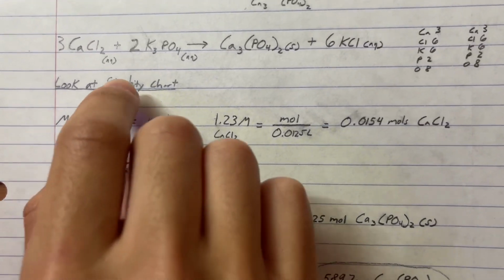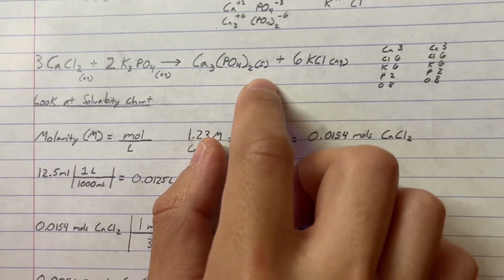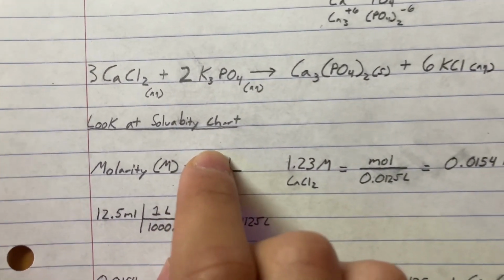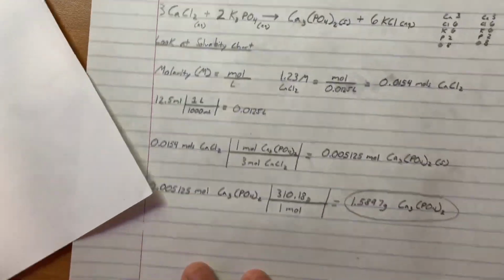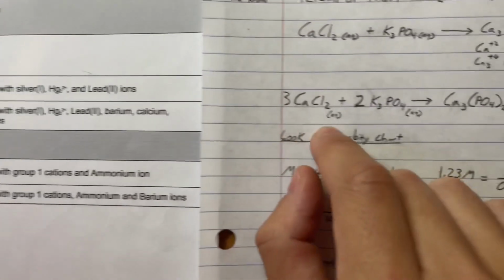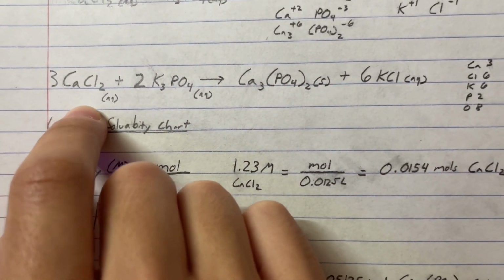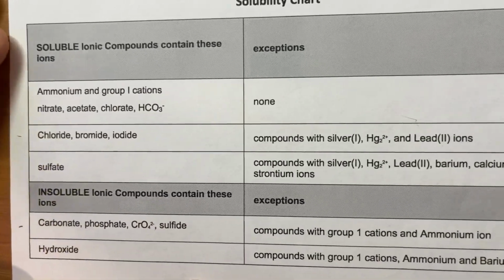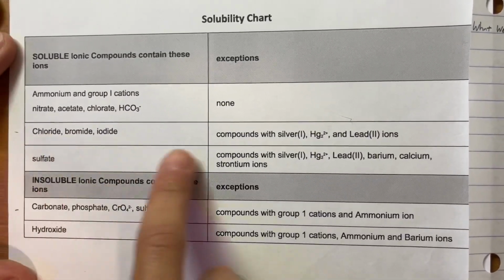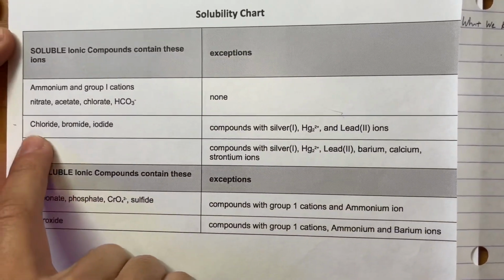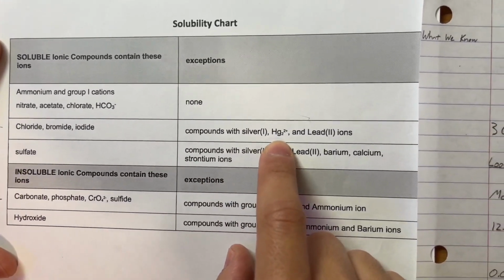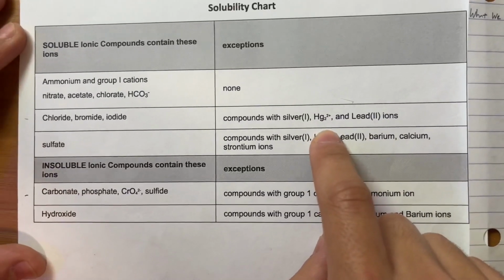So from here, I'm going to go ahead and address the aqueous versus non-aqueous or solid form of each part. So looking at the solubility chart, this chart should be included. And looking at every single one of these compounds, chloride is right here on this chart. It's going to be soluble ionic compounds, which means that if it is not one of these exceptions, it will be soluble, which means compounds with silver, let's see, mercury and lead. I believe that's mercury, don't quote me on that.